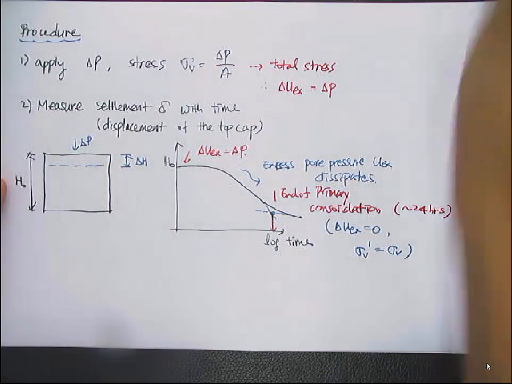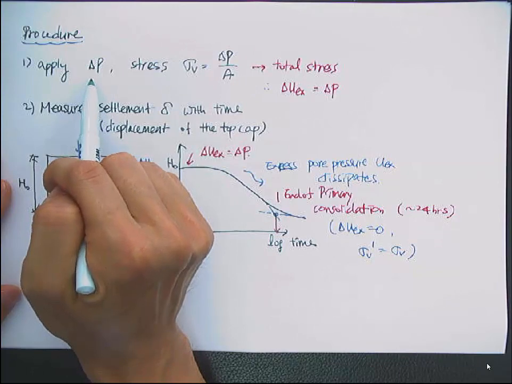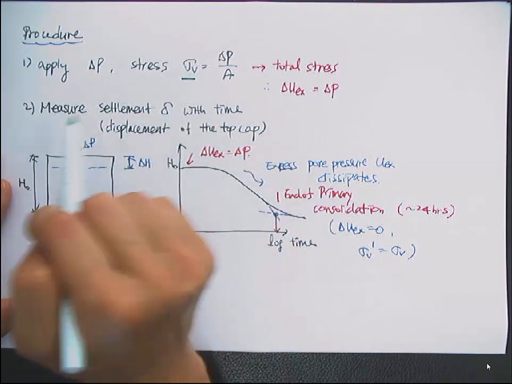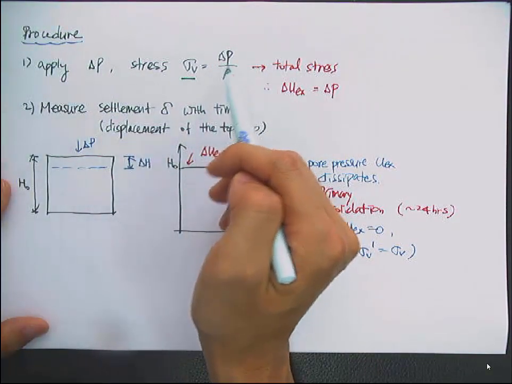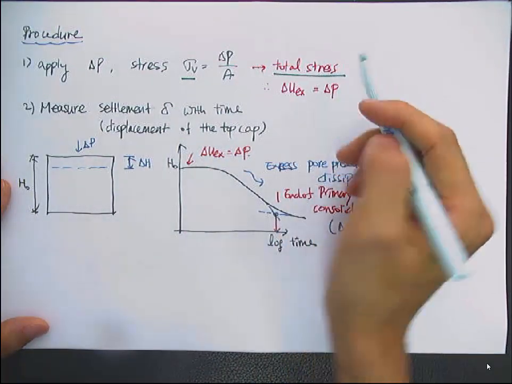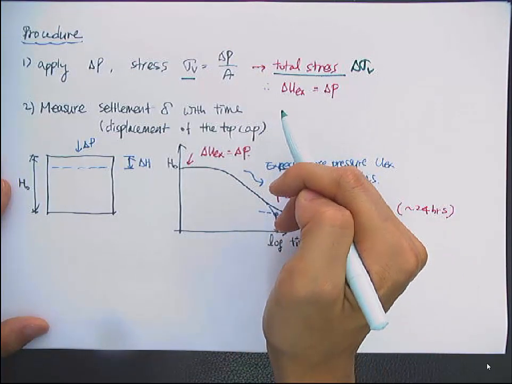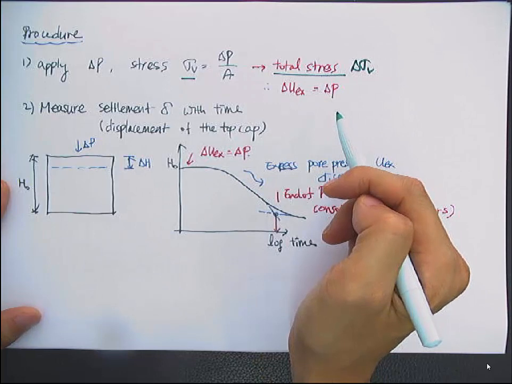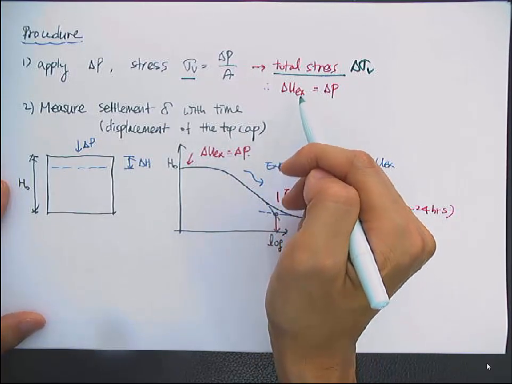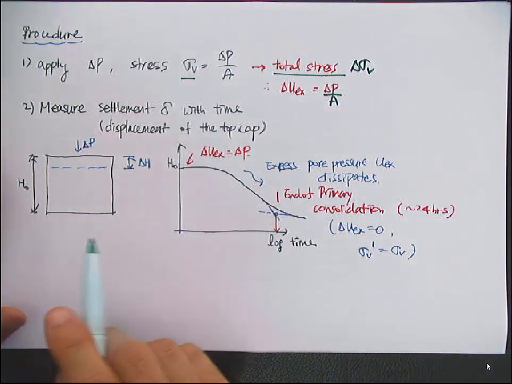The procedure is like this. You apply the dead load on the top of the specimen, and you can calculate the vertical effective stress from the load by dividing by the area, delta P over A. So then you have a total stress increase of delta sigma V. Because the clay is fully saturated, this total stress increase will transfer to a water pressure increase, which is called the excess pore pressure. So then you have an initial excess pore pressure increase of delta P over A, which is the same amount as the total stress increase.